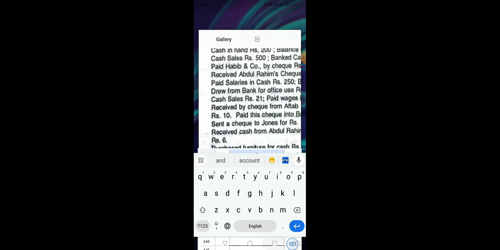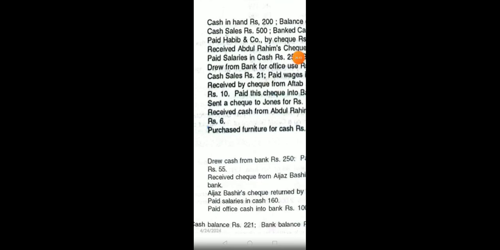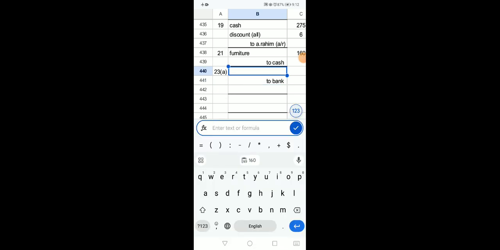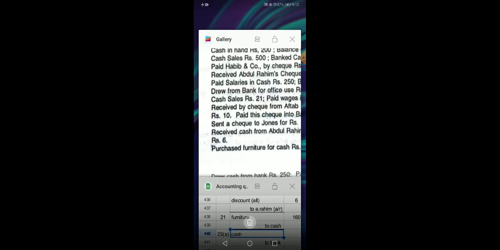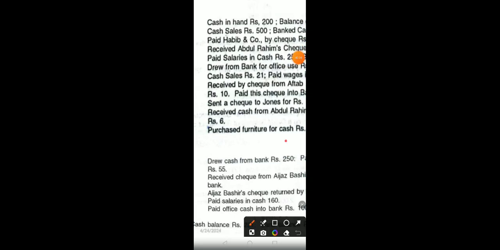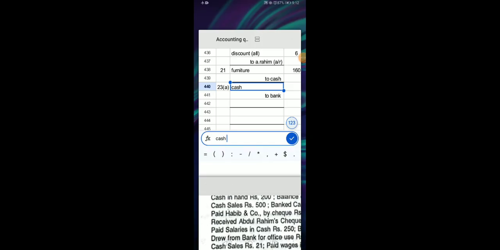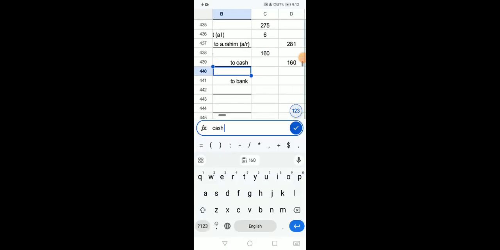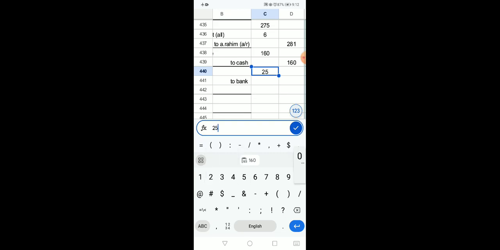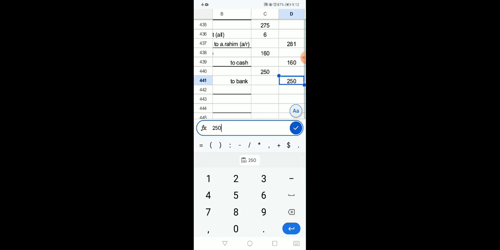When you draw an amount, what will you receive? Drew cash from bank. When you draw some amount, you will receive cash, meaning your cash in hand is increasing. Cash in hand is your asset. Asset is increasing. Increase in asset should be mentioned on the debit side. So you will mention the name of cash on the debit side. How much cash is drawn? That is 250. So you are going to write 250 on the debit side, and the same amount you are supposed to write on the credit side. This way your entry number 23A is completed.